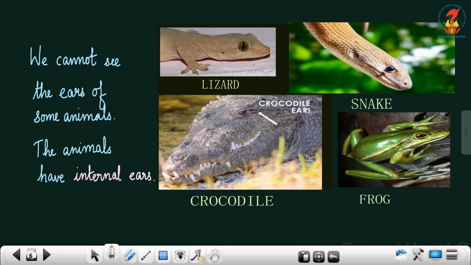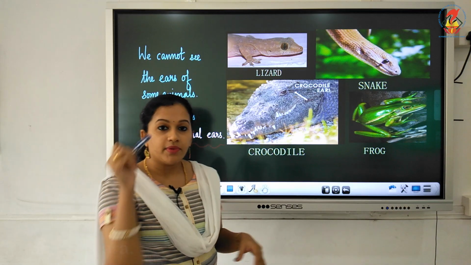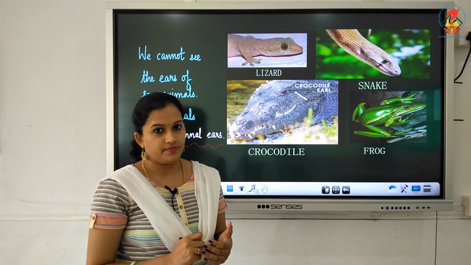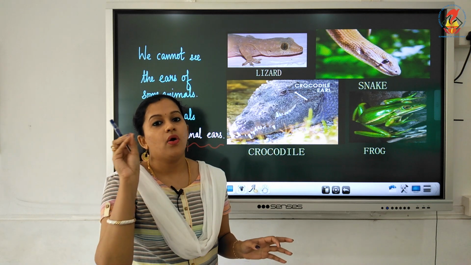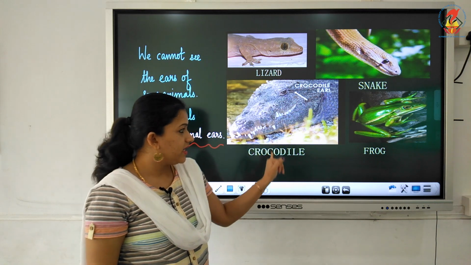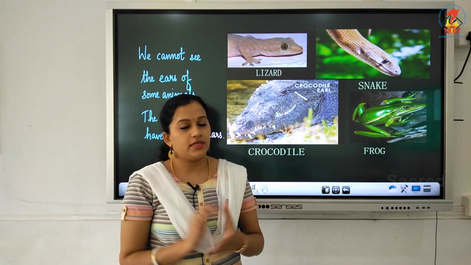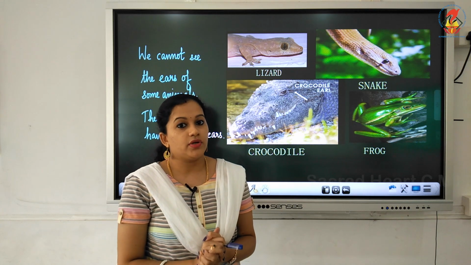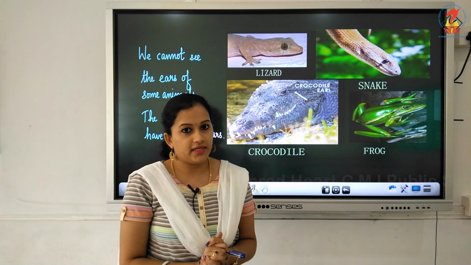So, these are some of the animals whose ears we cannot see. Such animals have ears. The only difference is that their ears are placed inside their head. Okay, so we call such ears internal ears. Why? Because it is placed inside their head. We can see it just like an opening. For example, animals like lizard, snake, crocodile, frog and birds. They all have ears, but only thing is that we cannot see them clearly.